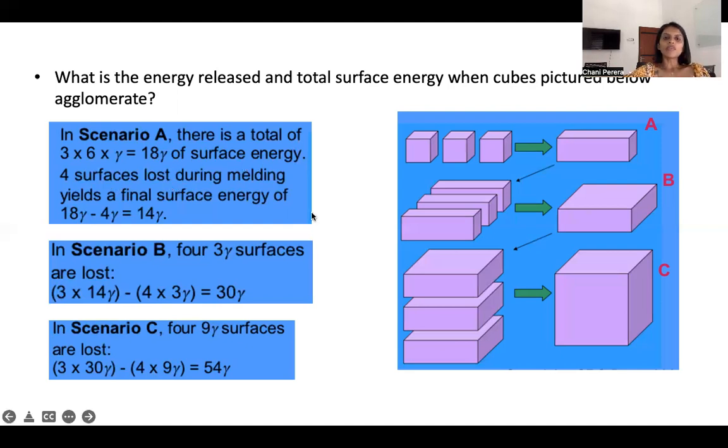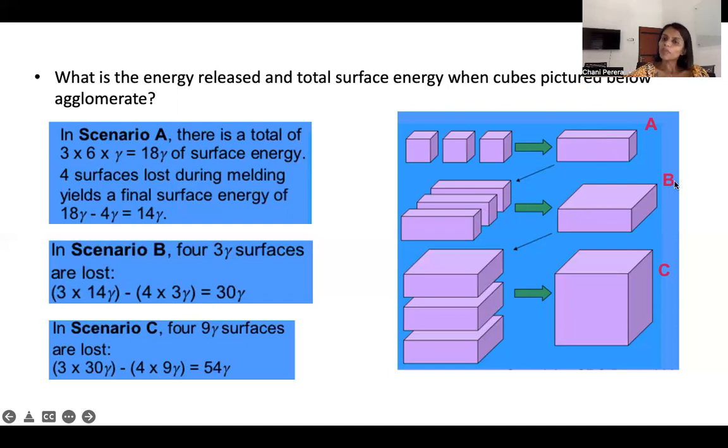So we will see 4 surfaces lost during molding, and we have to calculate the final surface energy. Now we have in total 18 when we have separate cubes, and by molding we lost 4, so we are losing 4 gamma of that surface energy. So it will result in 14 gamma as the surface energy of the resulting rectangular block.